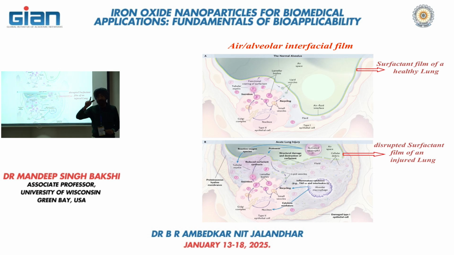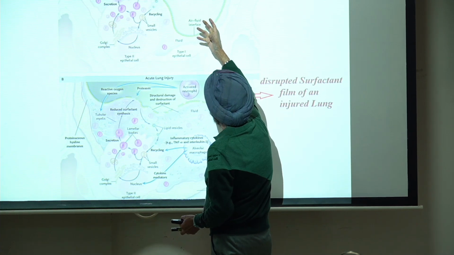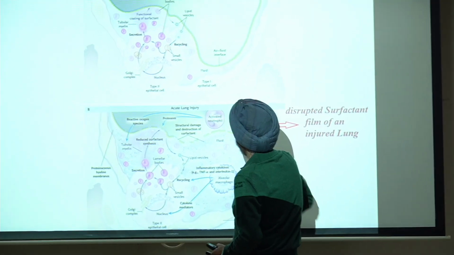We talked about micelle shape transformation: spherical micelle changes to rod-shaped micelle, rod-shaped micelle changes to bilayer, and bilayer then converts into vesicle. If you trace the process backward, that is what is happening here. The vesicles unfold, break down, and form the bilayer at the interface. This is the air-fluid interface: here is the aqueous phase, and here the air exchange takes place, because the alveolus is empty with air inside.